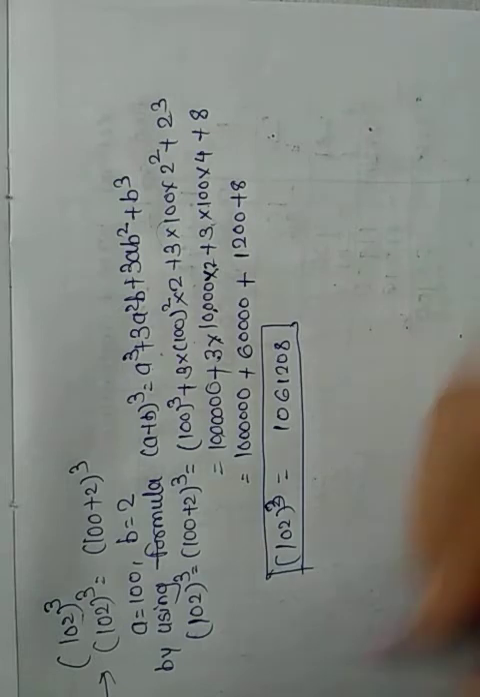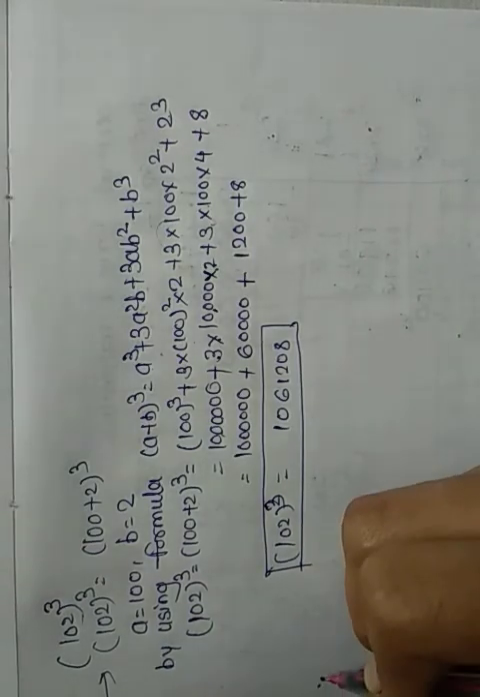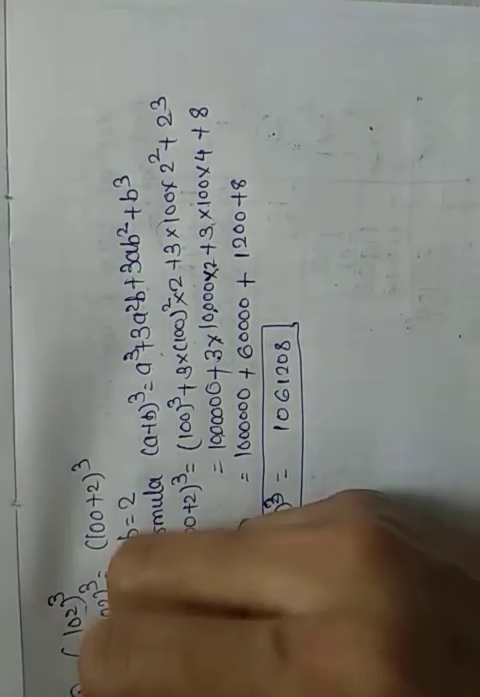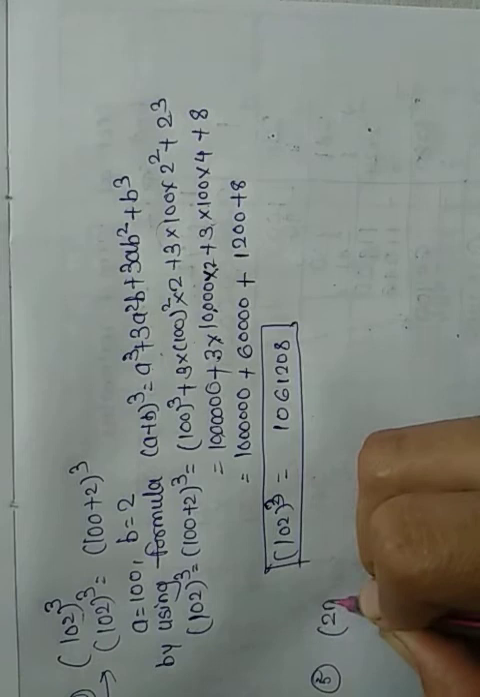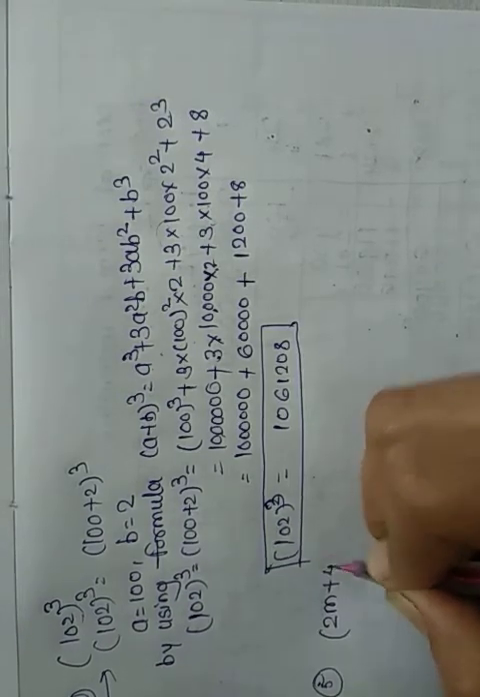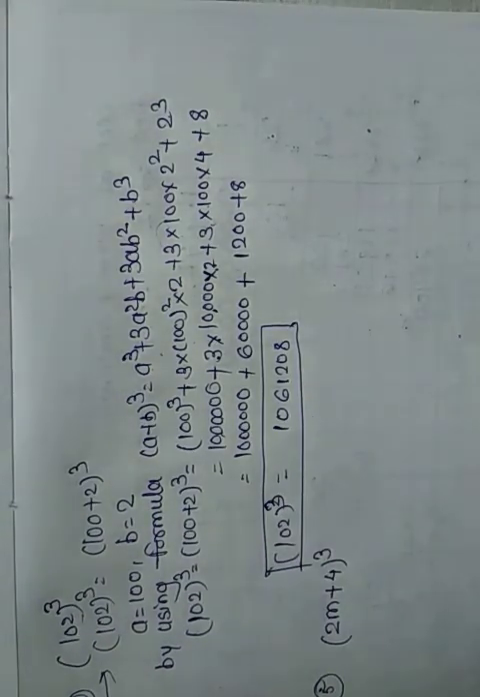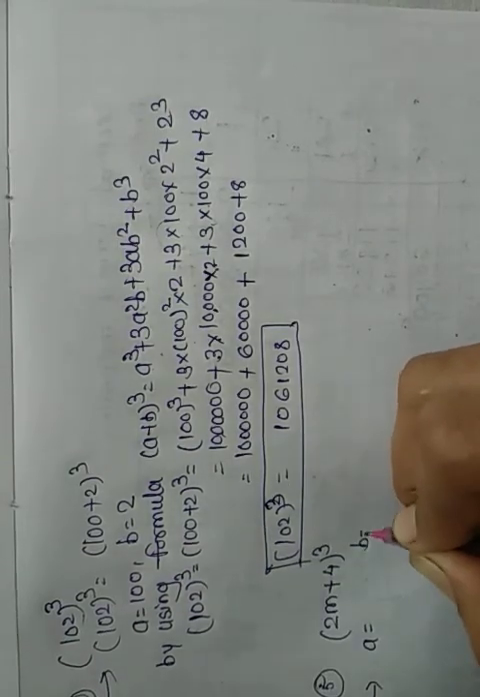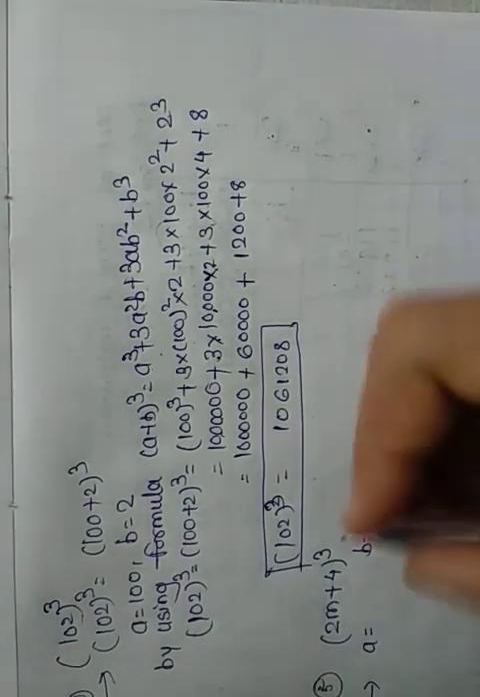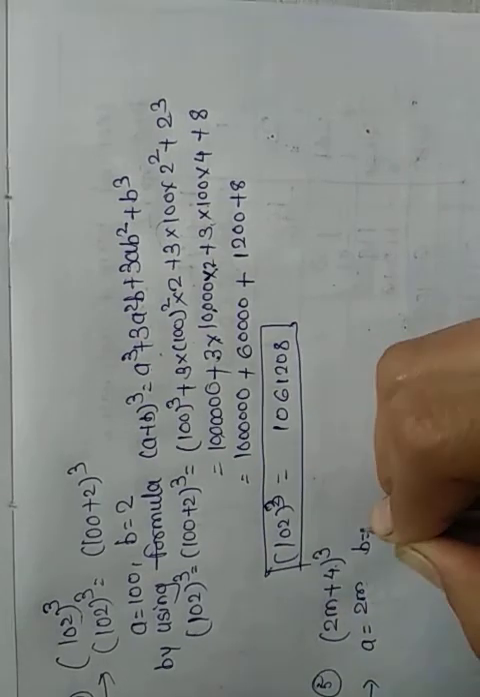Now let's see the next example. It's (2m plus 4) bracket cube. Here the value of a is 2m and value of b is 4.